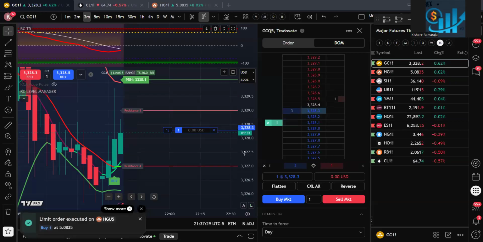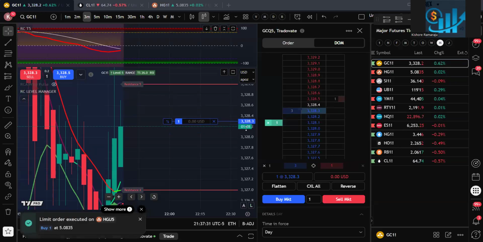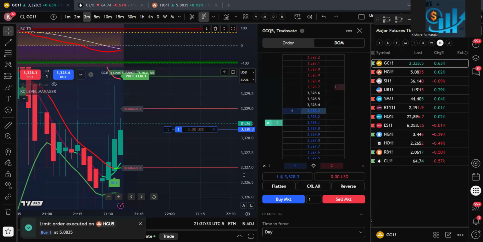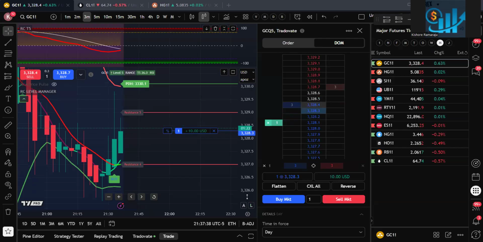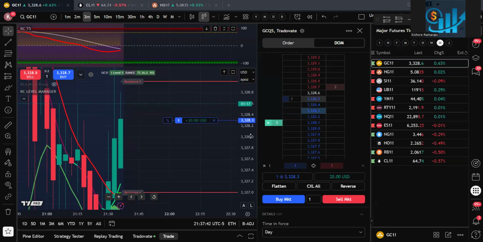Taking long on GC and the copper one more time. So now all the metals will go up. So taking long again.